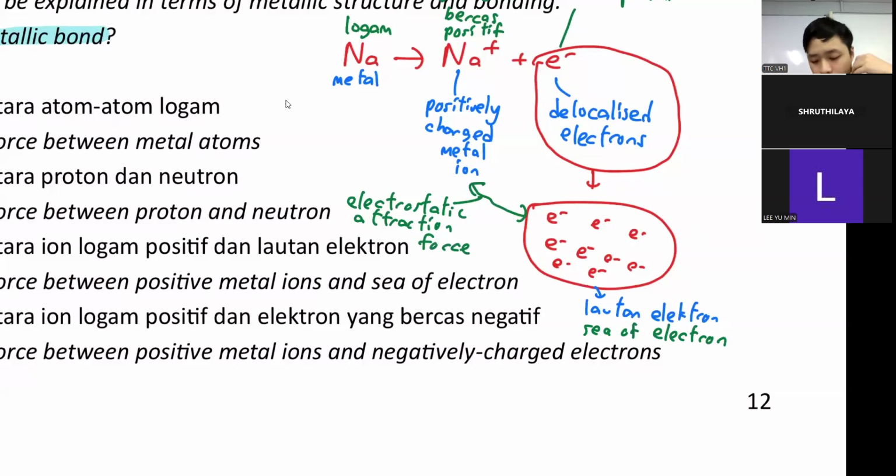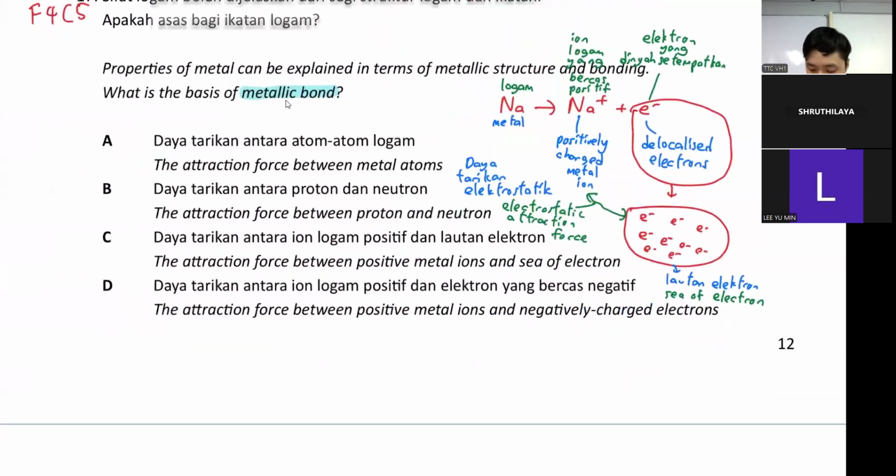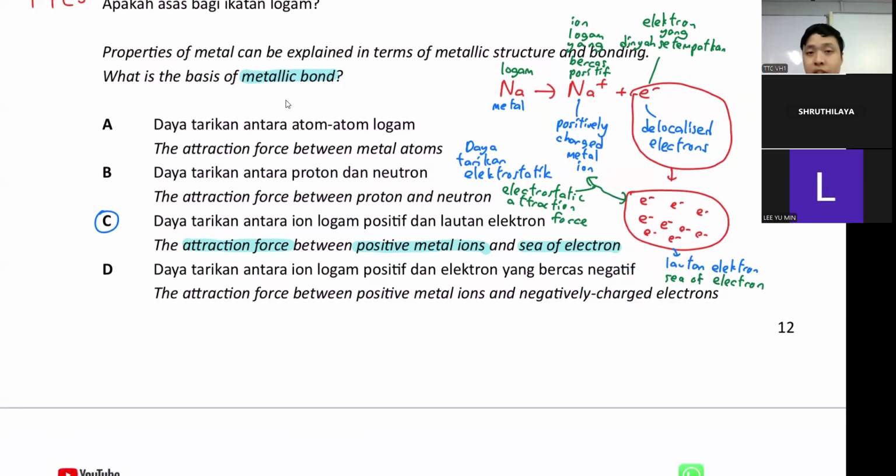In Malay, it's daya tarikan electrostatic. So the best answer is C. A lot of people circle D. It's not D. C is the better answer. C, sea of electrons, is the keyword.